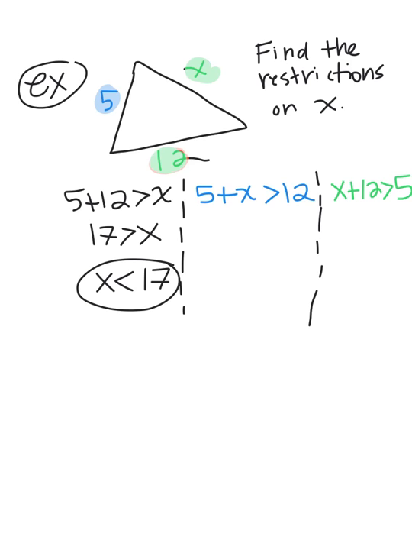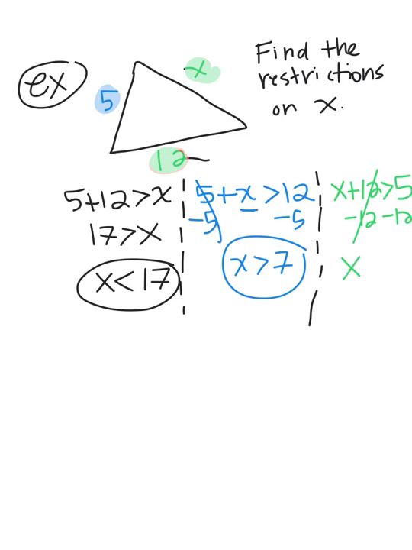x is less than 17. The other one, I have to actually solve this. I want to solve for x, so I'm going to subtract 5 and subtract 5. And I get x is greater than 12 minus 5, which is 7. And then the last one, I need to subtract 12 and subtract 12. And I get x is greater than 5 minus 12, which is negative 7. Oh, let me make sure you can see that negative.